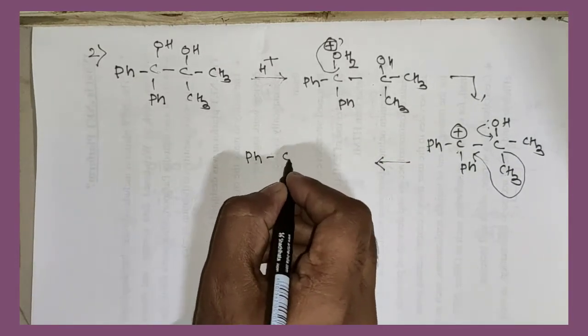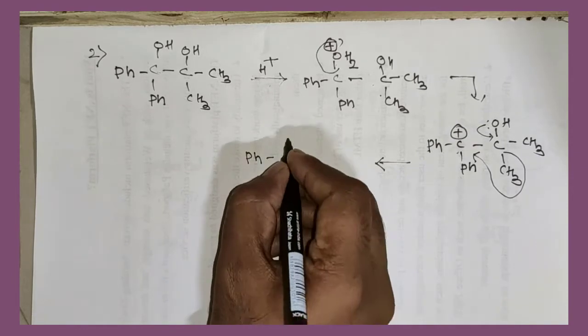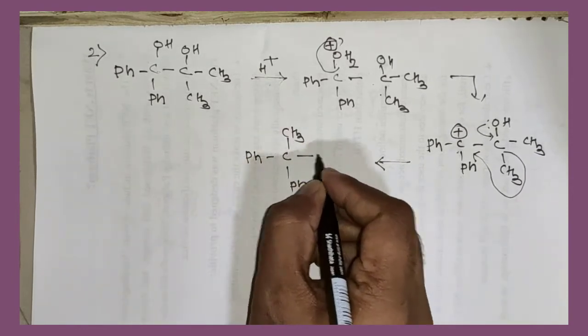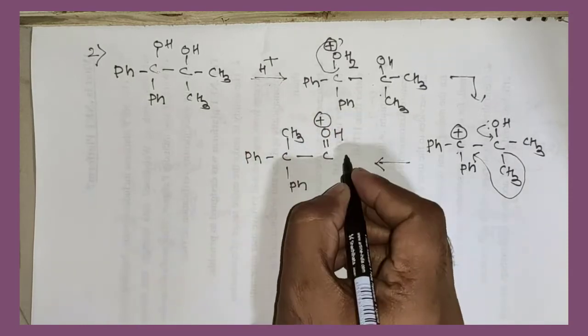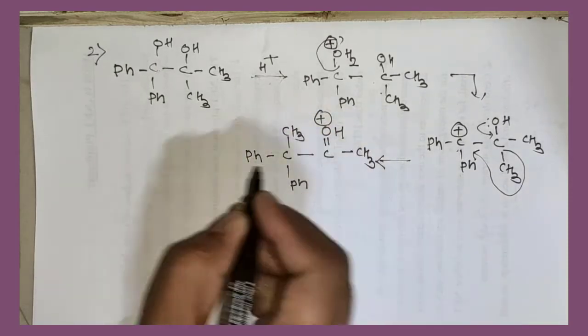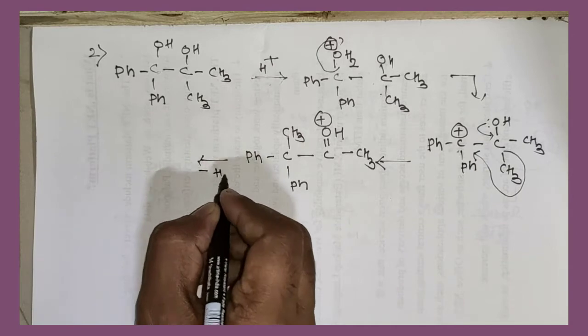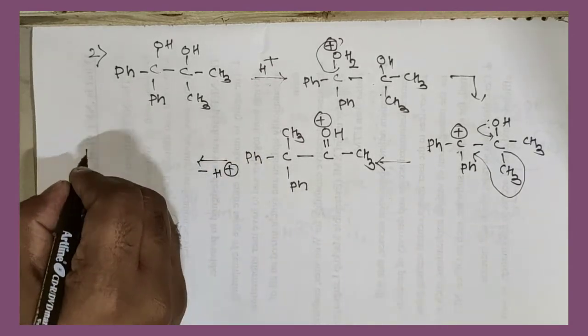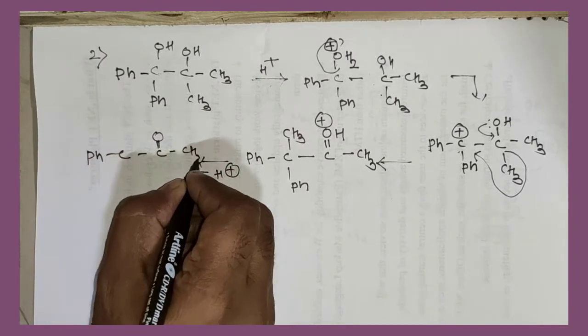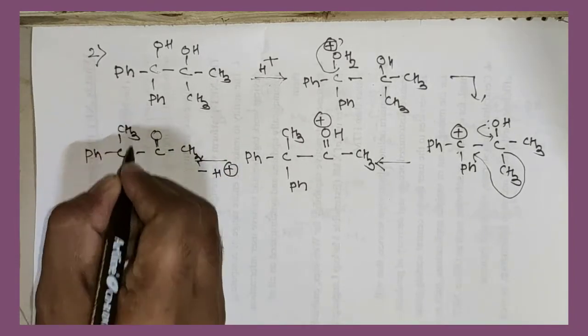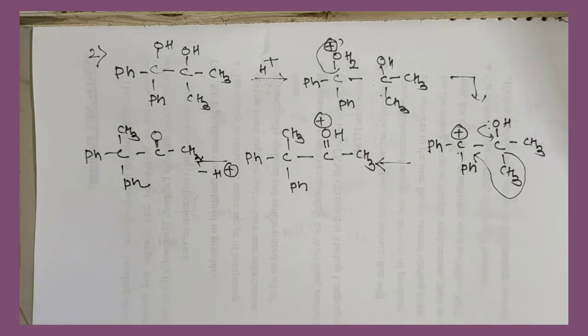So Ph, C, Ph as it is, 1 methyl group comes from the nearer carbon, here C double bond OH which is positively charged, 1 methyl group is also there, and then the last step, removal of H plus. So the final product is a ketone. This carbon contains 1 methyl and 1 phenyl ring.